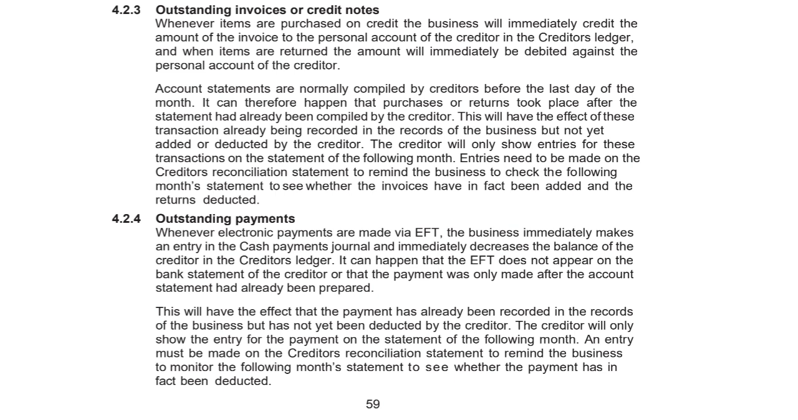4.2.4. Outstanding payments. Whenever electronic payments are made via EFT, the business immediately makes an entry in the cash payments journal and immediately decreases the balance of the creditor in the creditor's ledger. It can happen that the EFT does not appear on the bank statement of the creditor, or that the payment was made after the account statement had already been prepared.